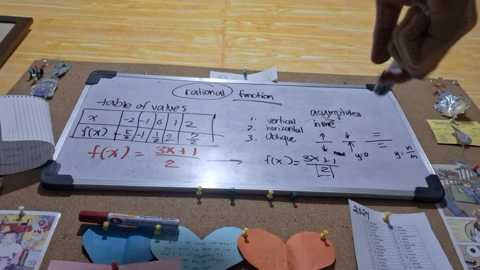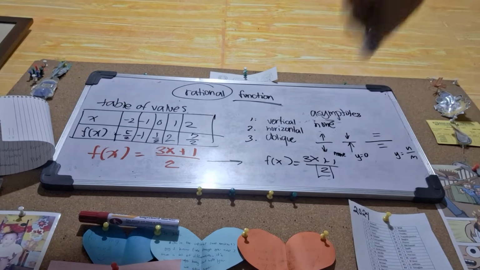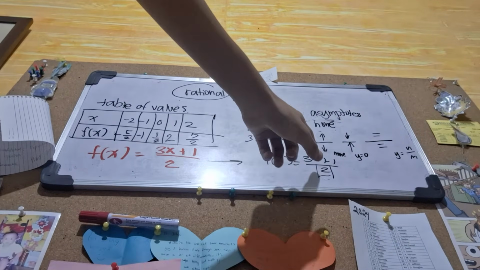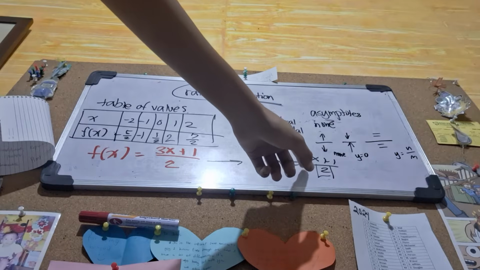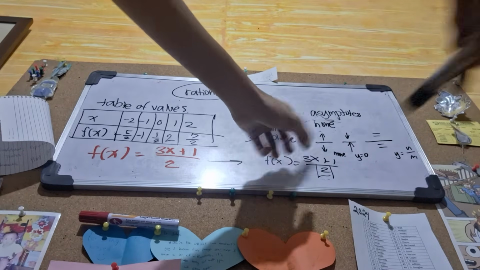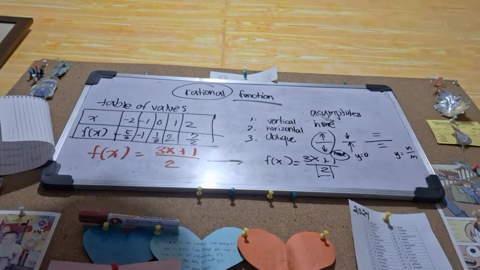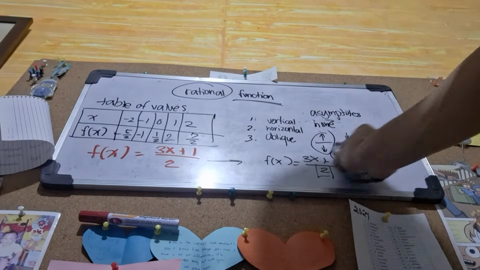Okay, so if we look here, which one of the following does it fit? Which one is the larger one based on the exponents? The one at the top, right? Which is this one. That means we have none. We have no horizontal asymptote.